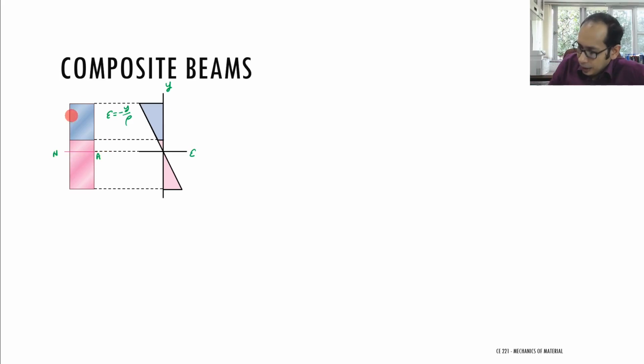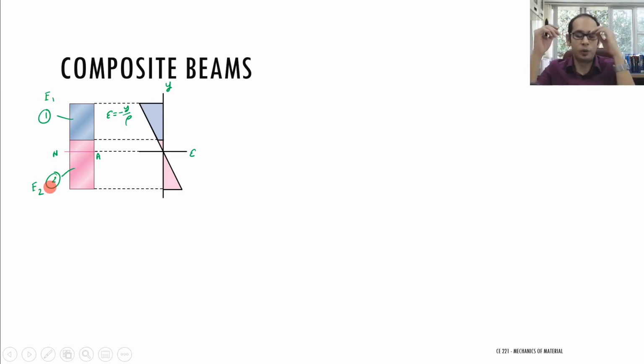And this is again my material 1 with modulus of elasticity E1, and this is material 2 with modulus of elasticity E2. So my strains are still proportional. Now here is the catch. What happens to the stresses? Stresses are not going to have this kind of nice linear variation all throughout the section.